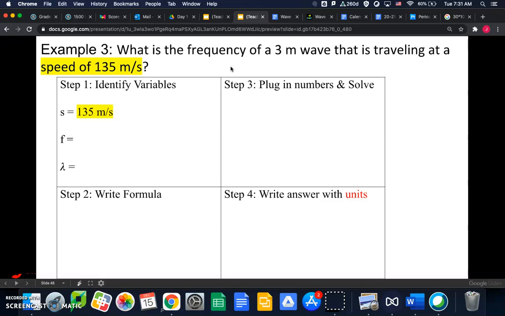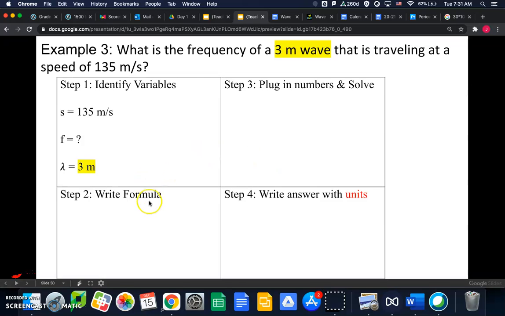Frequency, that's our unknown, right? They're asking what the frequency is. So then lambda must be this 3 meters here. Now this is a little bit tricky because it doesn't say length or anything like that here, so how would you know that? Well, since it's measured in meters, that should tell you that it's a length. And so that's going to go in for our wavelength.